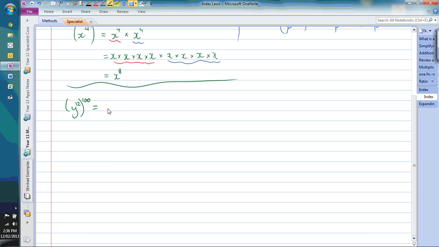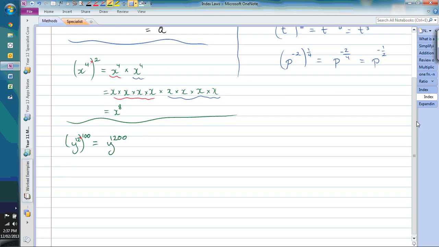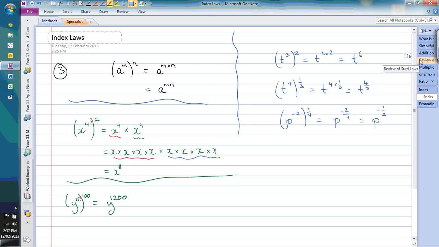So instead, we can just go the shortcut method. 12 times 100, okay, when we multiply by 100, we just tack a couple of zeros on. So it's going to be 1,200. And I don't know about you, but I'm not in the mood to write 1,200 y's across my page, multiplying them together. The index law lets us get to that answer really quickly without having to worry about this intermediate step. So that's index law number 3, where we have some power raised to another power.